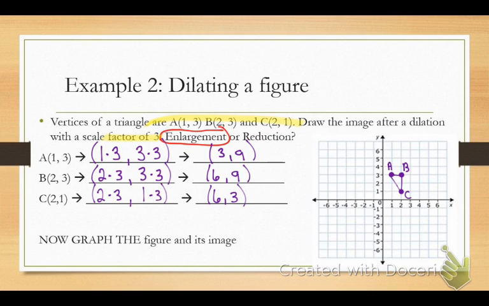Now let's take these ordered pairs. Obviously 9 goes off the chart, so we're just going to draw it above the graph. Over 3 up 9, over 6 up 9, and over 6 up 3. And then we can draw the dotted lines connecting the 3 points.